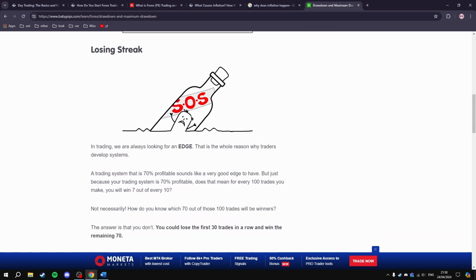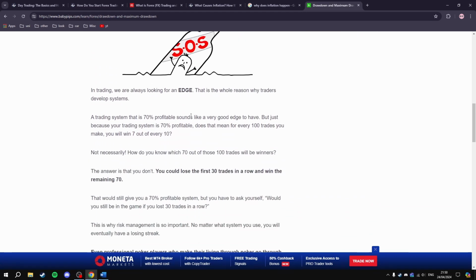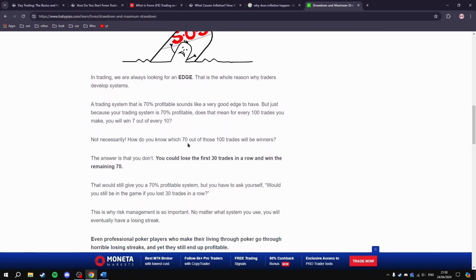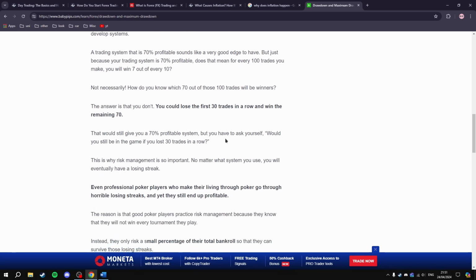Losing streak. Although a 70% trading system seems very good, out of 100 trades you don't really know when the other 30 losses are going to happen. It could happen in the first 30 trades you do. By then, the 70 wins remaining wouldn't even matter because you'd already have lost all your capital in the first 30 trades.